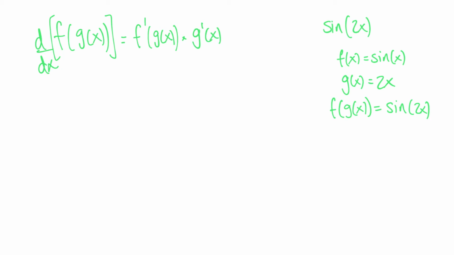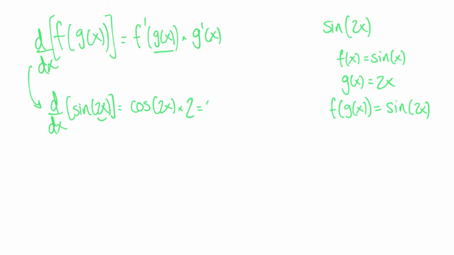Okay, so let's try an example. If I take the derivative of the sine of 2x, then this is going to be the cosine of 2x. Remember, because the sine becomes a cosine, and what's going to be inside the cosine is still the function g, times the derivative of whatever is inside the function f. So the derivative of this thing right here, so this is 2, so this is 2 cosine 2x.